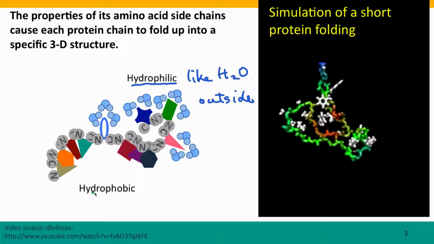Other side chains are hydrophobic. They avoid water, and they tend to fold into structures where they're together, sheltered from the water on the outside of the cell. So they tend to be on the inside of the folded protein. Now that's a very big oversimplification, but it's a fundamental principle nevertheless.